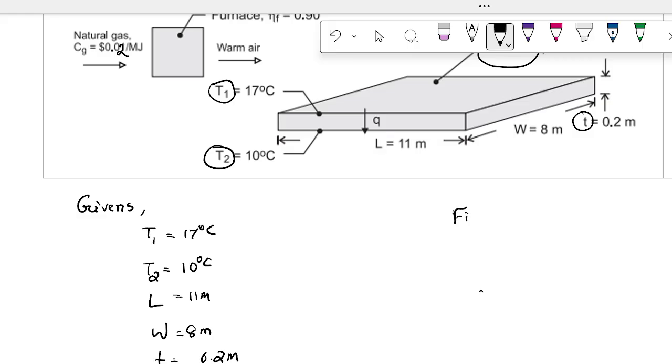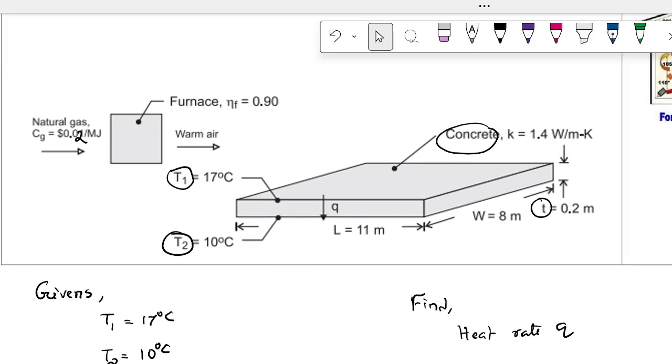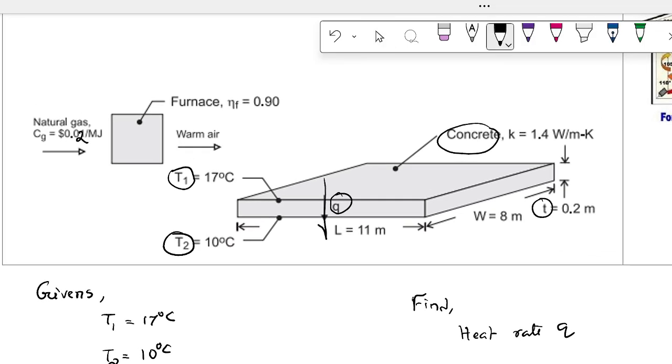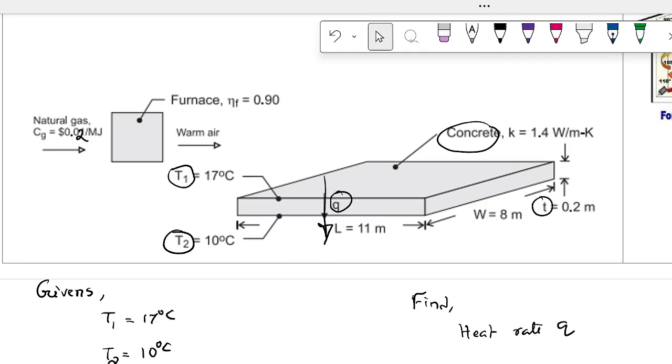So you are trying to find the heat rate, that's part A. When I say the heat rate Q, you see on the sketch, it's showing the heat is moving from the top surface to the bottom surface, high to low temperature. That's the Q. You're saying it's penetrating. So there's the heat rate, part A, and part B, you are trying to find the daily cost of NG, meaning natural gas. So you can say C D, where D subscript refers to daily.